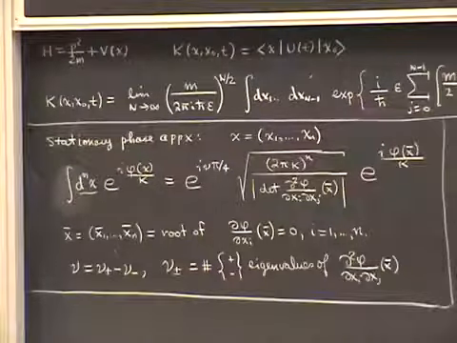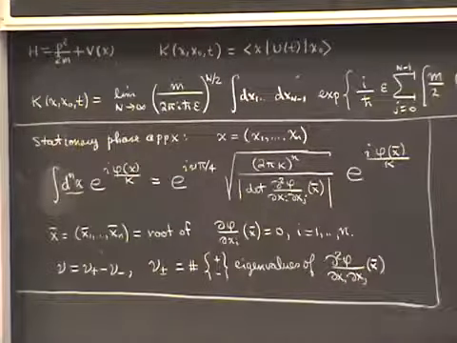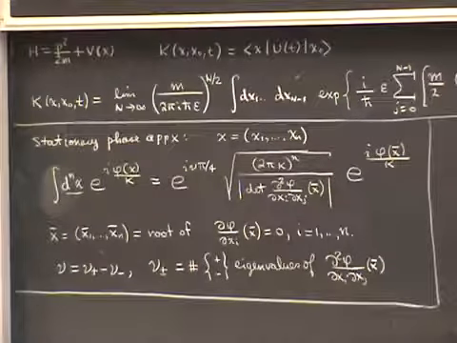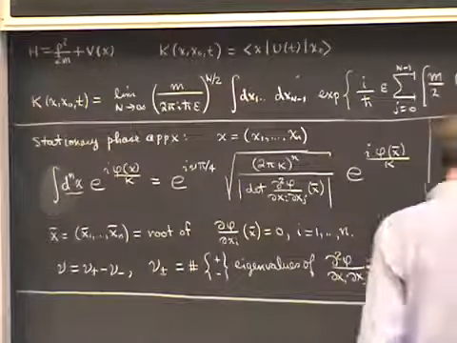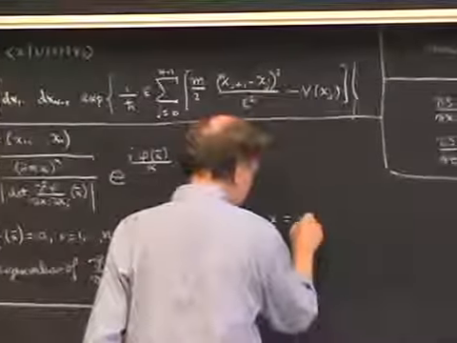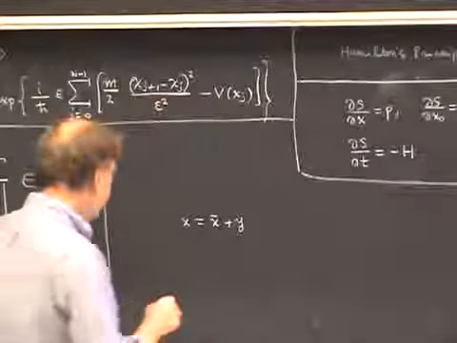And so the basic idea is to just expand the exponent around the stationary phase points, carry it out to second order, and then do a Gaussian integral. To do it in somewhat more detail, let me write it like this. So let's take a point x and let's write it as a stationary phase point plus a correction I'll call y, like this.